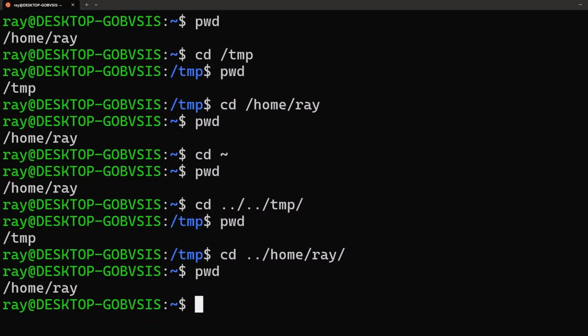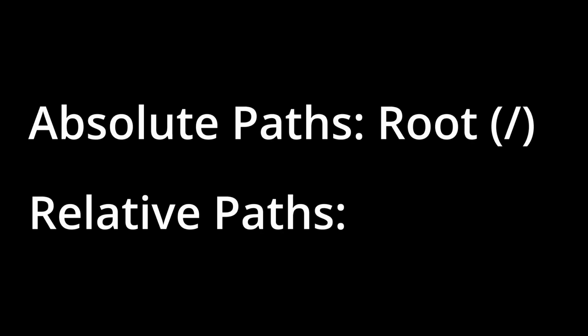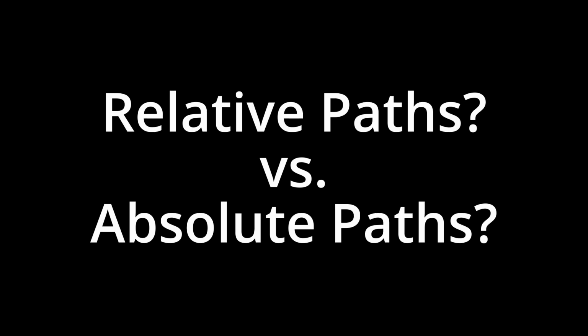So the main takeaway, anytime you specify a file or folder with an absolute path, you start from root. If it's a relative path, you start from your current working directory. Now you may be asking yourself, Ray, when do I use relative paths and when do I use absolute paths? That answer will come to you with experience, but as a general rule, I would say whichever is faster.